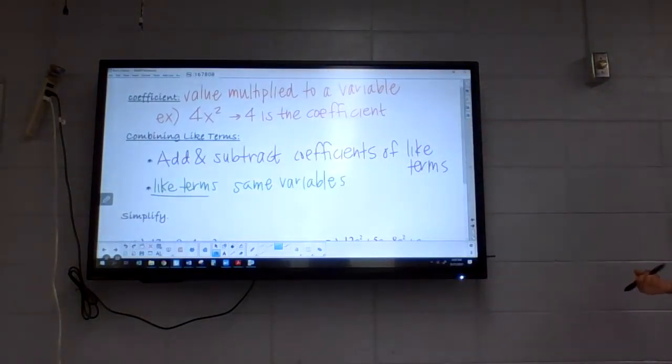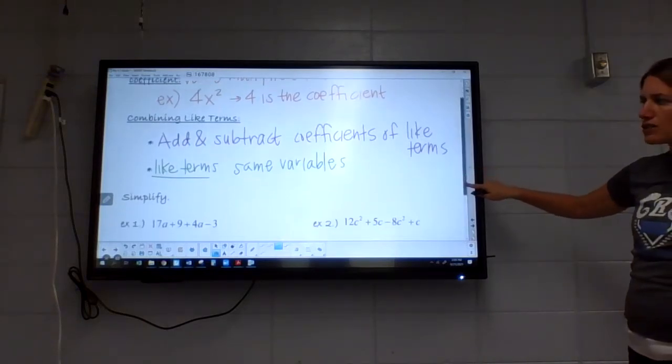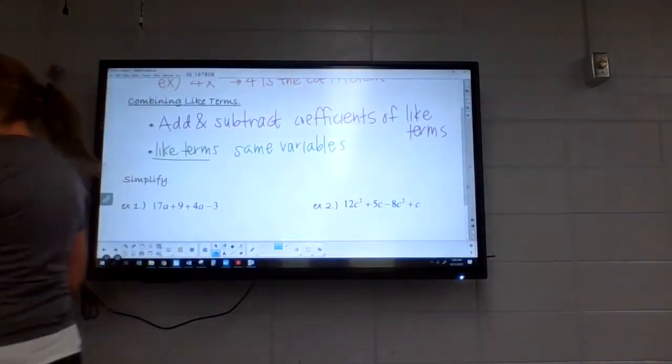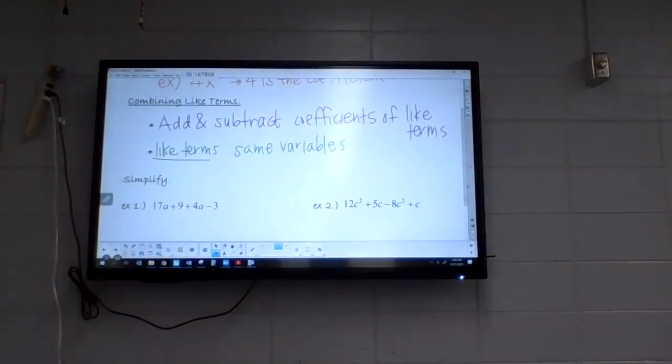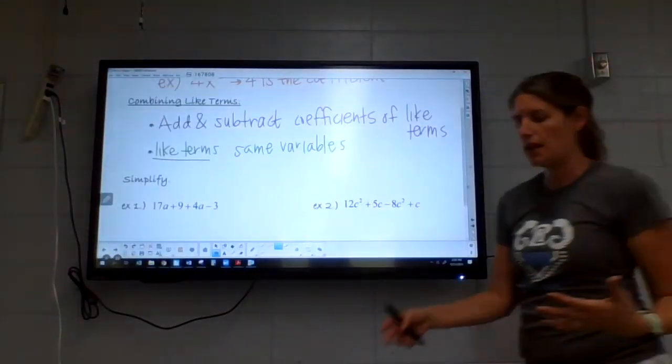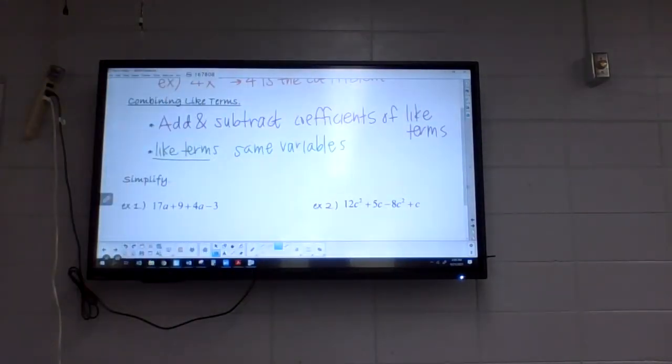Like terms have the same variables, or they have no variable at all, or they have the same exponent on that variable. Once we see it, I think it'll kind of come back to you guys on what is like terms and what aren't. So we can combine like terms only, and we can only put them together if they're like terms. So like in this first example here, we'll do these 2 examples and then we're going to take a whiteboard break.